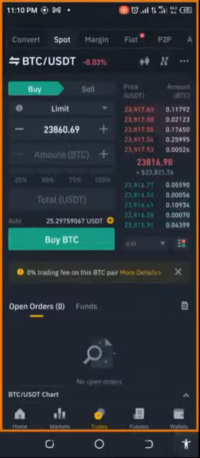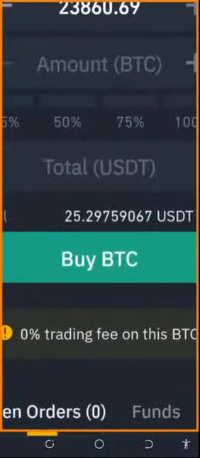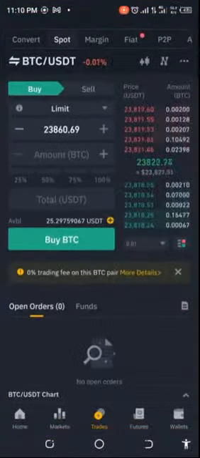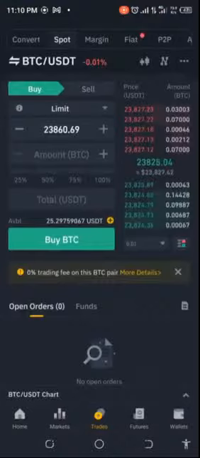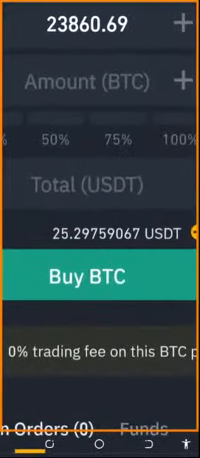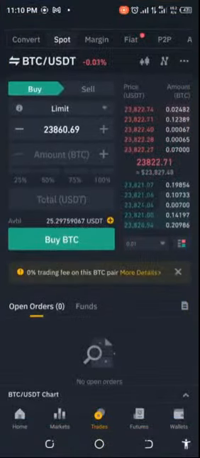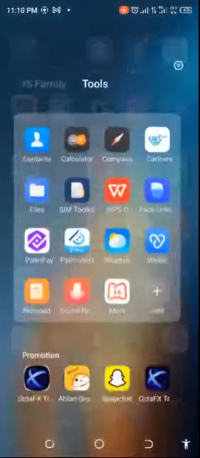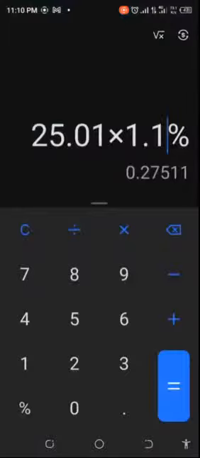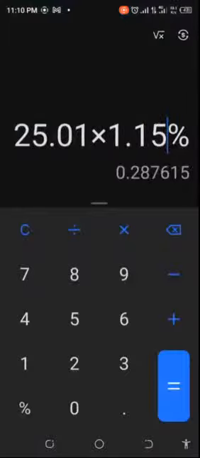Yes, I did make a profit. As you can see here, it's 25.29. And if you remember, we started out with 25.01. So now we have made a profit of about 28 cents, which is over 1%. Let's even check what that is. That should be, let's say, 1.15. Yeah, about 1.15%, which is good.